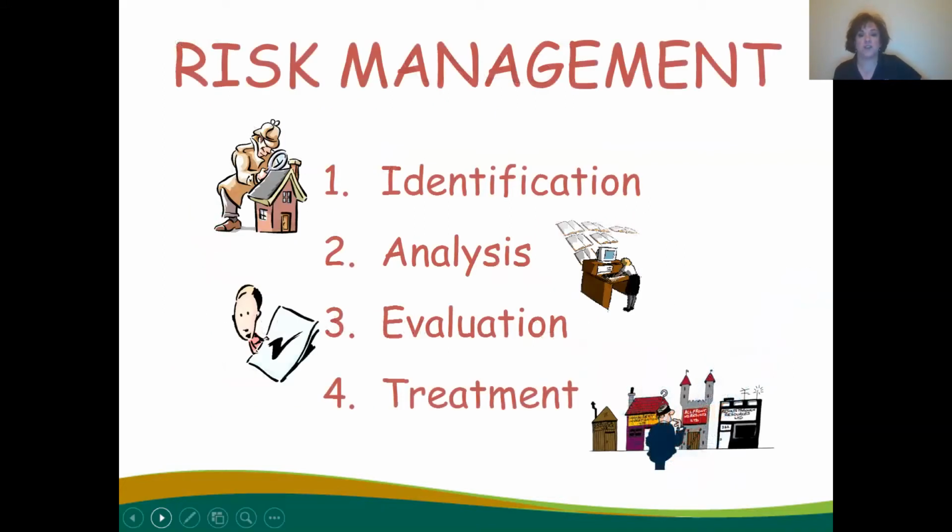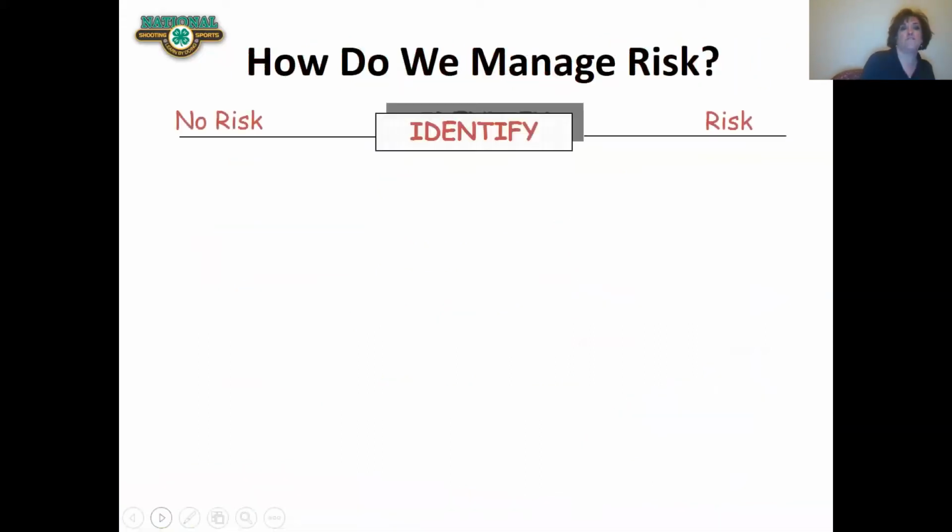So there are 4 major steps in risk management efforts. Those include identification of the risks involved, the analysis of the risk, the evaluation of the risk, and the treatment of the risk, or how we choose to deal with the risks of the program. The first step, identification of the risks involved in the 4-H shooting sports program.